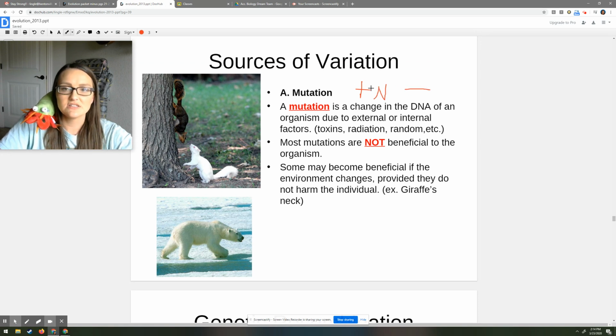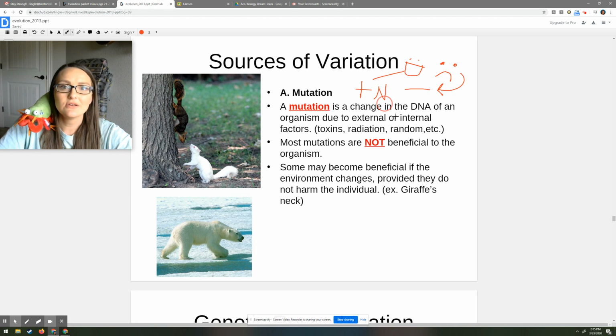And so positive mutations benefit survival directly. Okay, so those are happy. The ones that help you survive. Those benefit survival directly. So those are positive. The ones that do not benefit survival directly and actually hurt you, those are negative. And then ones that don't really do anything at all, those are neutral.